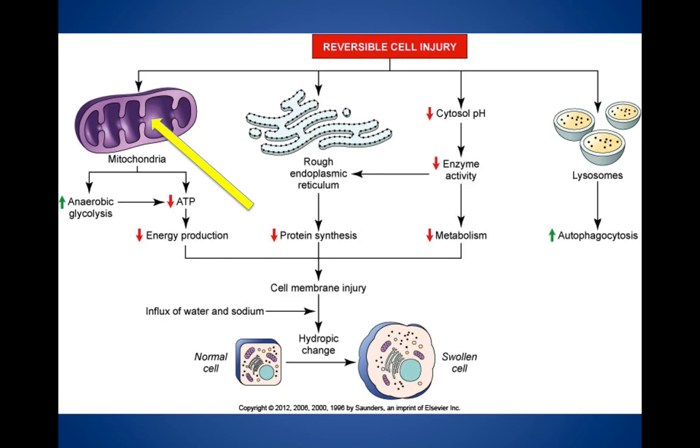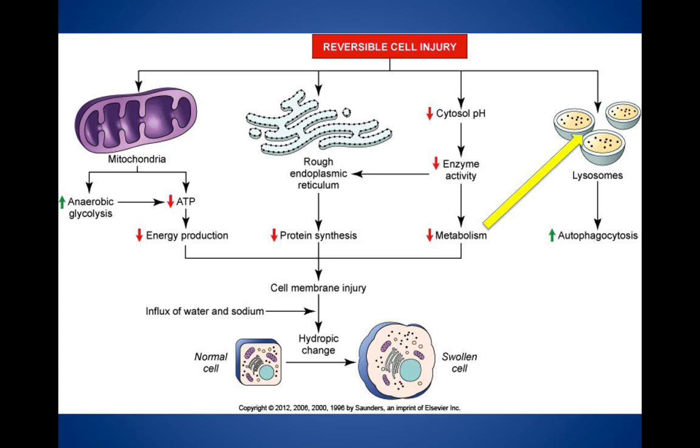The mitochondria swell. The lack of oxygen leads to an increase in anaerobic glycolysis and a decrease in ATP and, therefore, a decrease in energy production. This cellular swelling or hydropic change also affects the rough endoplasmic reticulum, causing a decrease in protein synthesis. The pH of the cell decreases. The cytosol, or cytoplasm, becomes more acidic, which further depresses enzyme activity and cell metabolism.